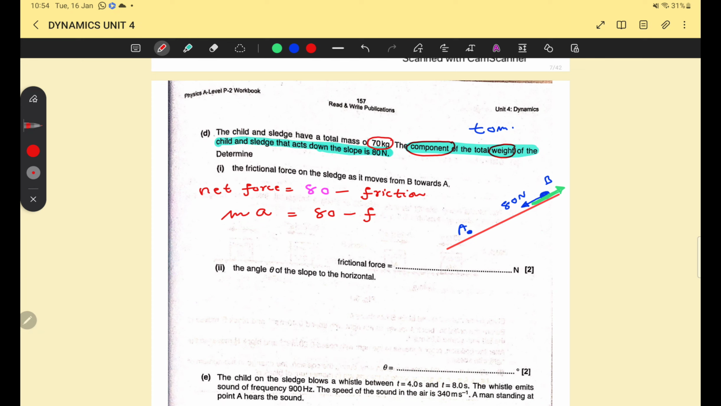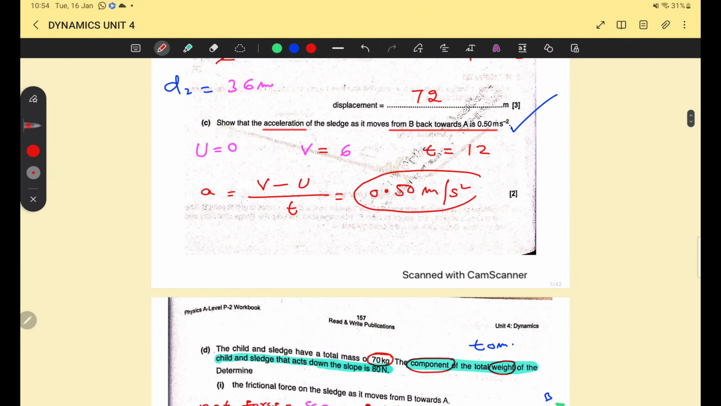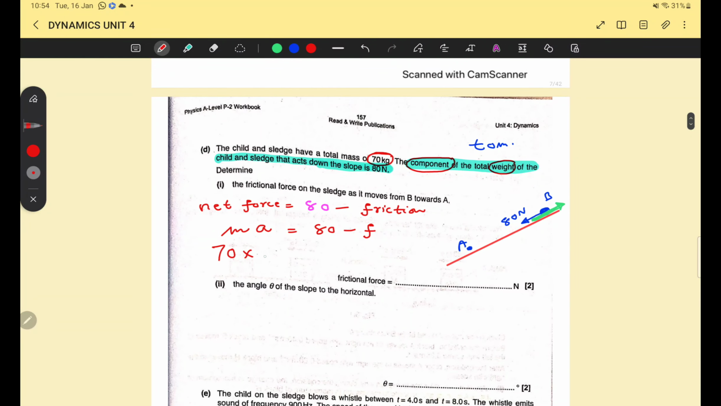What is M? Sir, M is the mass. Mass is 70 kg. Acceleration: sir, we have calculated acceleration in the last part of the question. Acceleration is 0.5. So 80 minus friction. And when you solve, the value of friction will be 80 minus 35. 7 fives are 35. So 80 minus 35, what will be the answer? I think it will be 45.